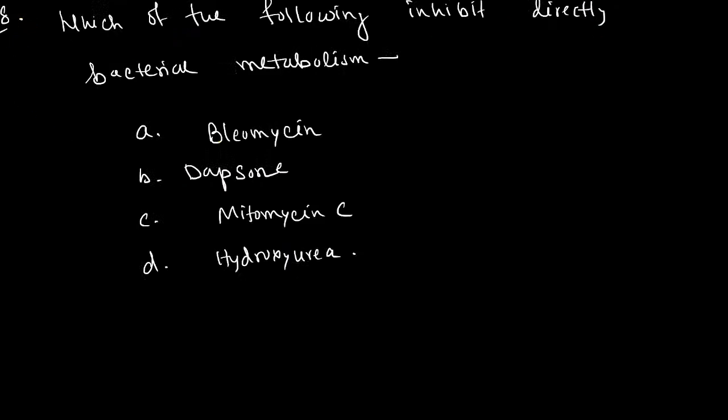Now, question number 38. Which of the following inhibit directly bacterial metabolism? Fantastic question, guys. This type of simple question you have to practice, not in depth. They are not interfering in any kind of DNA, RNA, protein synthesis. They directly interfere with the metabolism. It may be amino acid metabolism, it may be nucleic acid metabolism, this kind of thing.